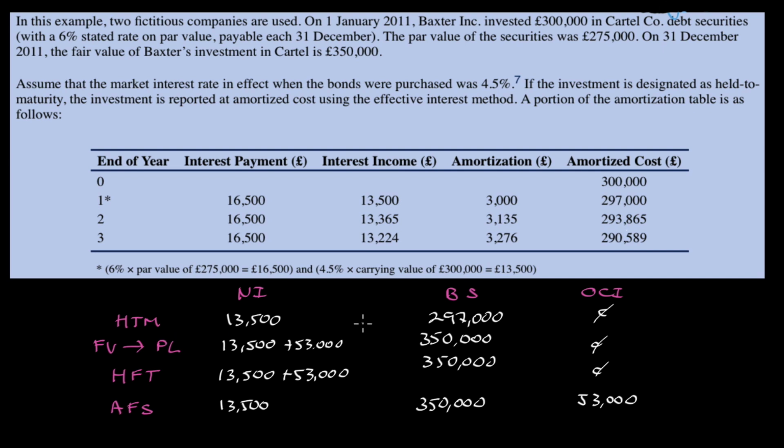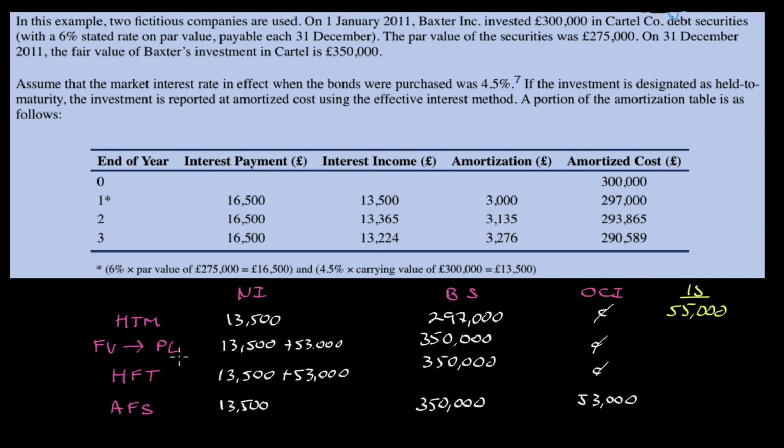Well, for held to maturity, we have a carrying cost of $297,000 at the end of the year. That's December 31st. So it was sold on January 1st for $352,000. We have $55,000 that would be recorded on the income statement as a realized gain.